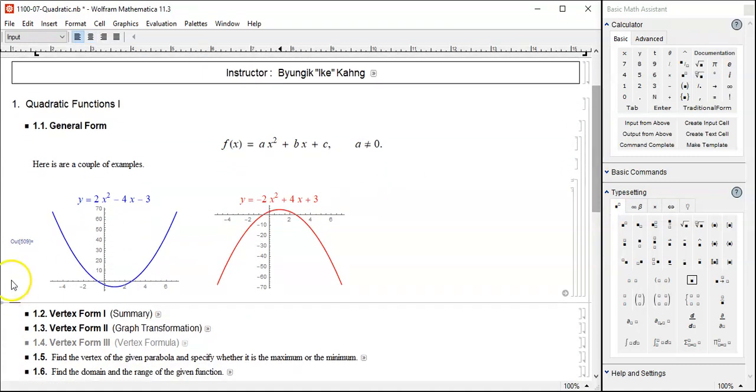Let's look at these two graphs. The first graph exemplifies the case where a is positive. The graph is concave up, bent upward, and we have the minimum forming here. The second graph exemplifies the case where a is negative. The graph is concave down, bent downward, and we have the maximum forming there.